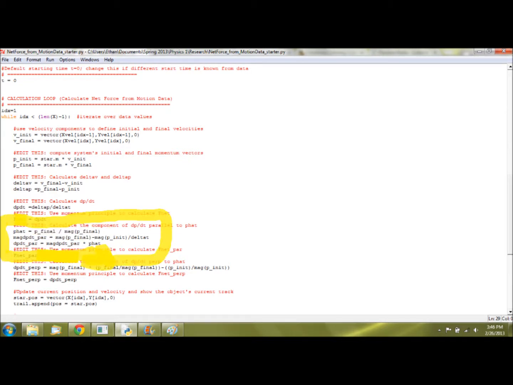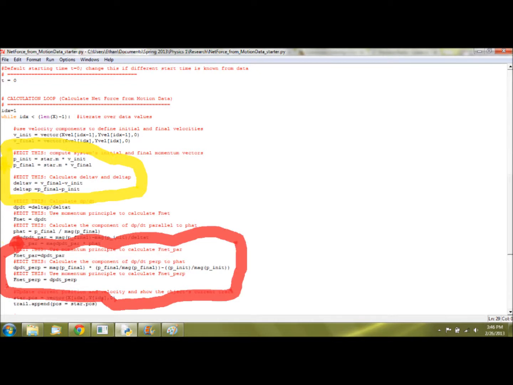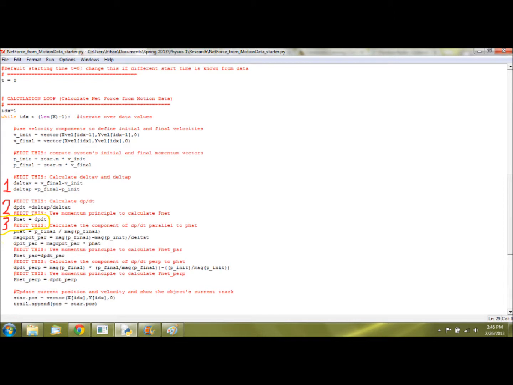The perpendicular force is found by first finding the perpendicular momentum, which can be found as the magnitude of momentum multiplied by the change in momentum vector divided by the change in magnitude. Net force equals the change in momentum, which is final momentum minus initial momentum divided by delta t.